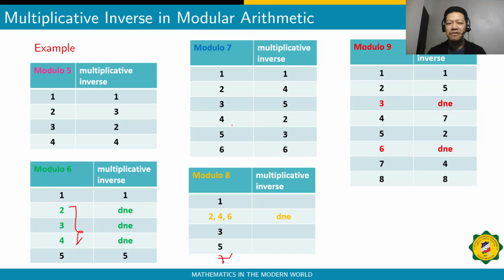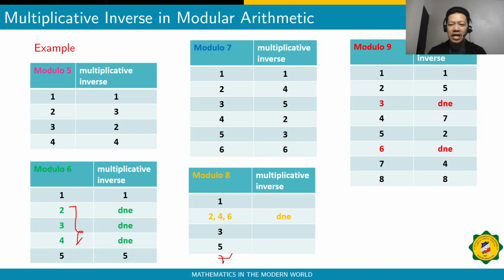Same with 4, the multiplicative inverse is 2. For 5, the multiplicative inverse is 3. And how about 6 in modulo 7? It's 6 itself, because 6 times 6 is 36, and we know that 35 is divisible by 7, so there is a remainder of 1. That's how to check whether it's actually the inverse: if you take the modulo, the answer should be 1.